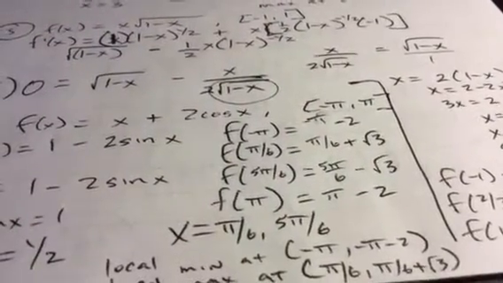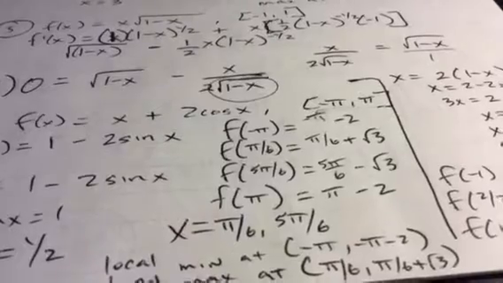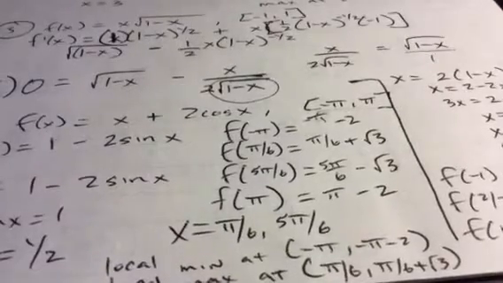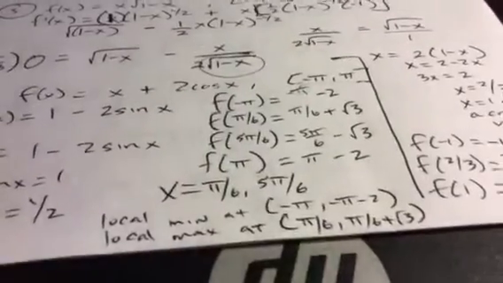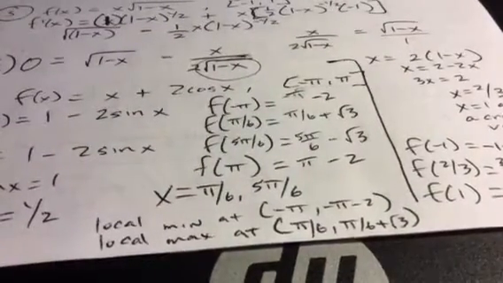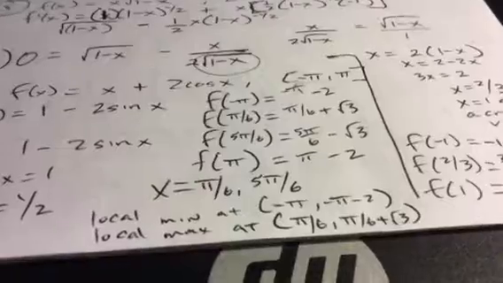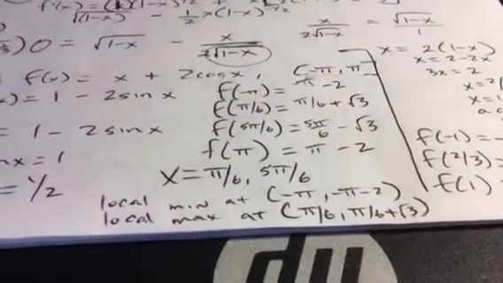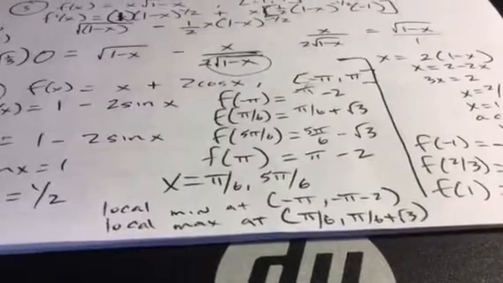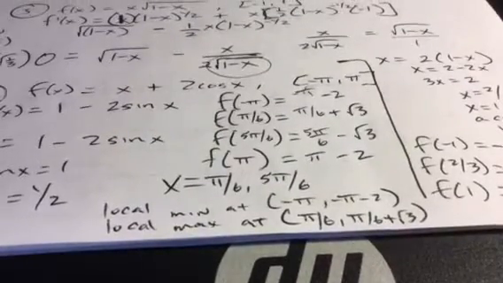Where did I write this? Also, right up here, I have to type in negative pi and pi. You get some weird looking answers there, but remember pi is roughly 3.14. Anyway, the local min is (negative pi, negative pi minus 2), that's about negative 1.54. And my local max is at (pi/6, pi/6 plus root 3), which I believe is a little bit more than 2. Anyway, we're going to talk about this a lot on Tuesday.